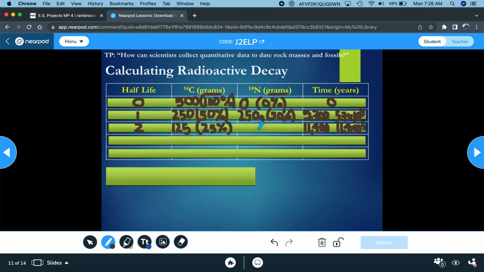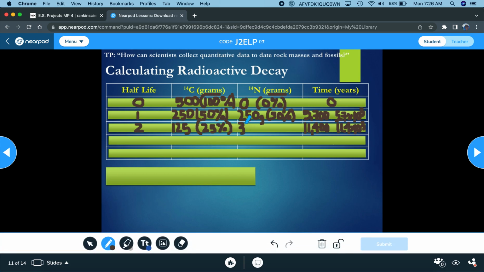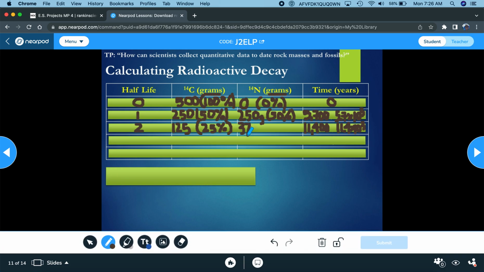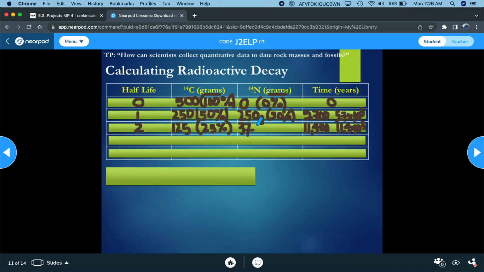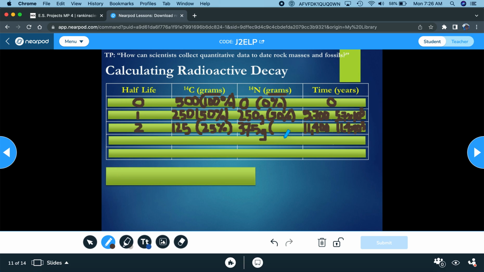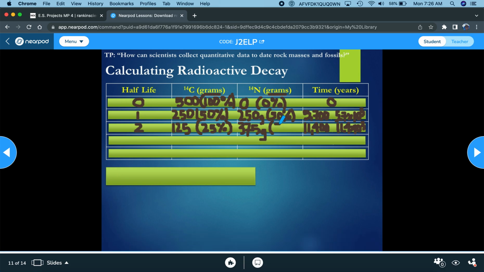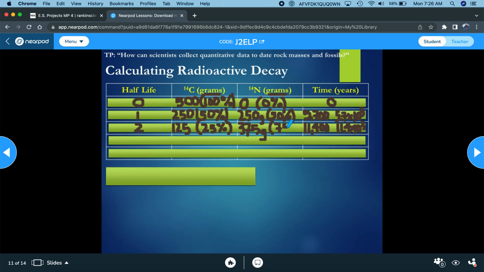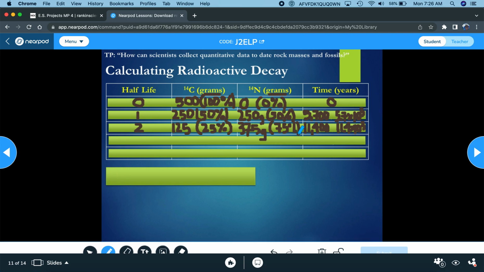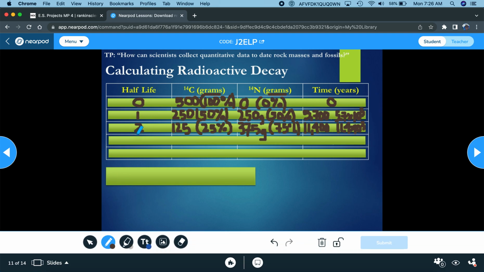Now we have to have a balance. So if 125 grams is still remaining, that means that 375 grams must be changed over into N14. That's going to be 75%. Sorry for that interruption. That's half-life number 2.